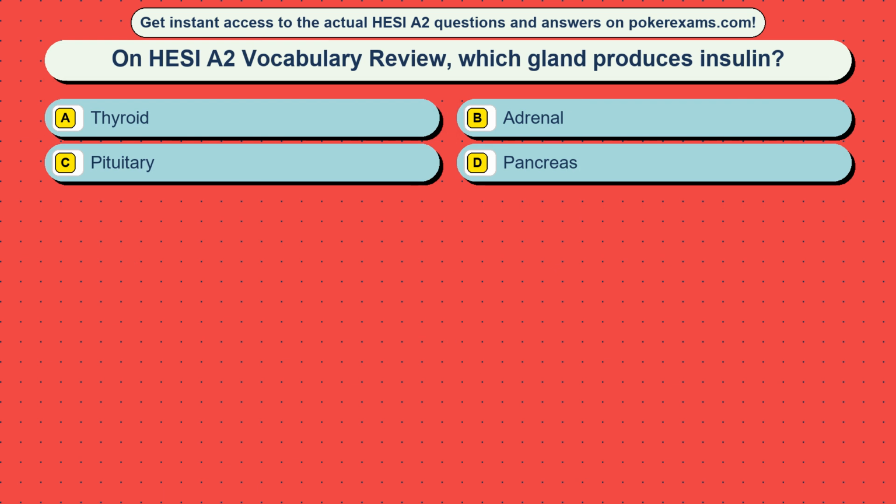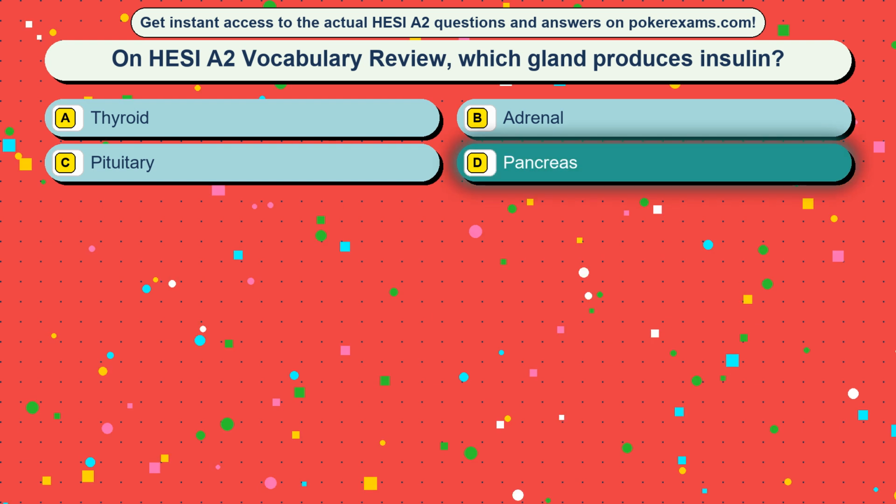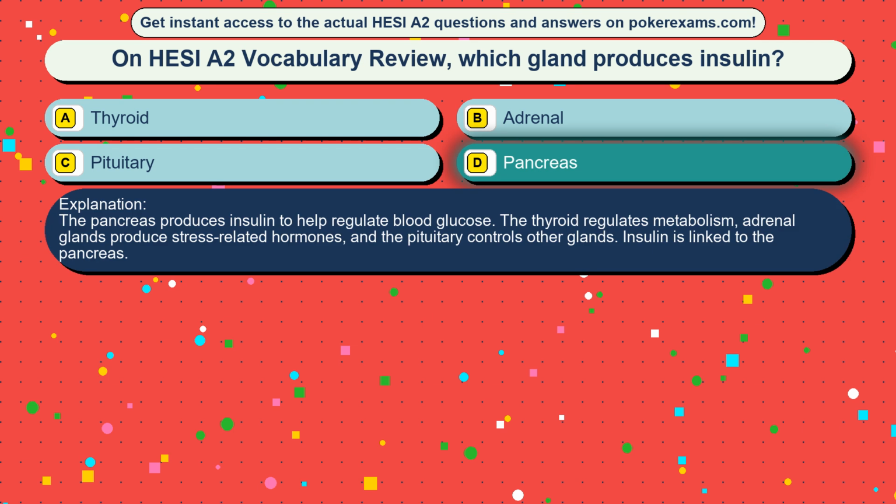Question 14. On HESI A2 Vocabulary Review, which gland produces insulin? Option A, thyroid. Option B, adrenal. Option C, pituitary. Option D, pancreas. The correct answer is option D, pancreas. The pancreas produces insulin to help regulate blood glucose. The thyroid regulates metabolism, adrenal glands produce stress-related hormones, and the pituitary controls other glands. Insulin is linked to the pancreas.